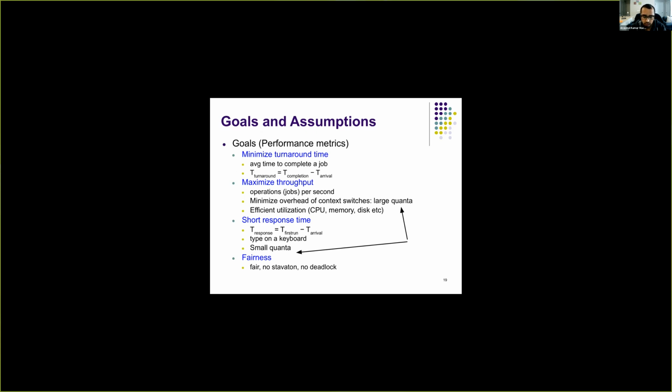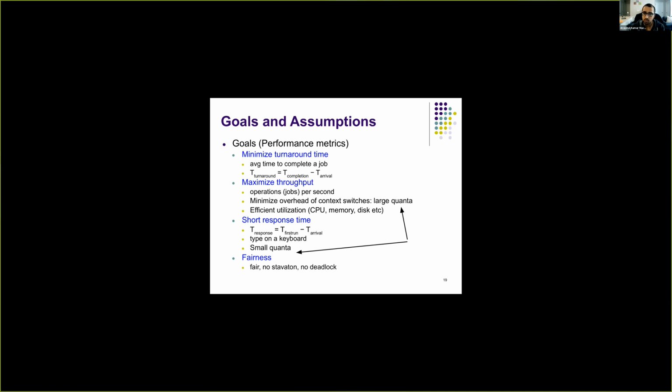And specifically, any CPU scheduling policy has four goals that it wants to achieve. Ideally, it wants to make sure that it has all these four properties, at least these four properties.